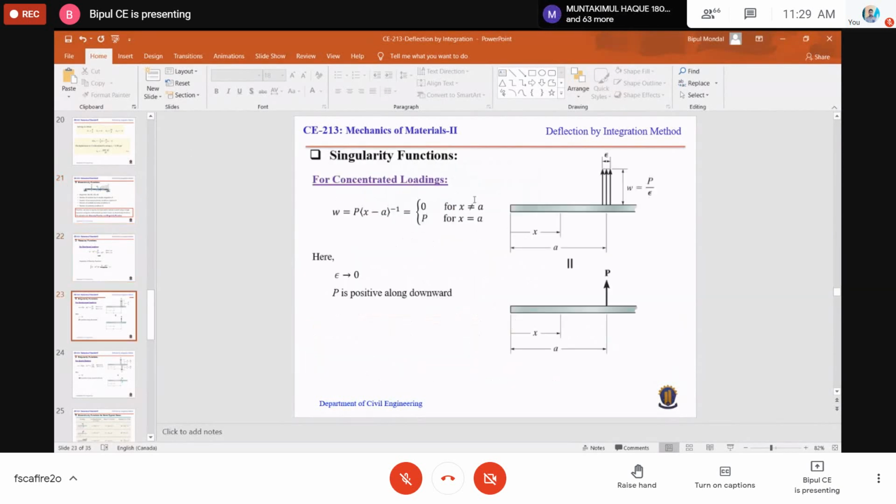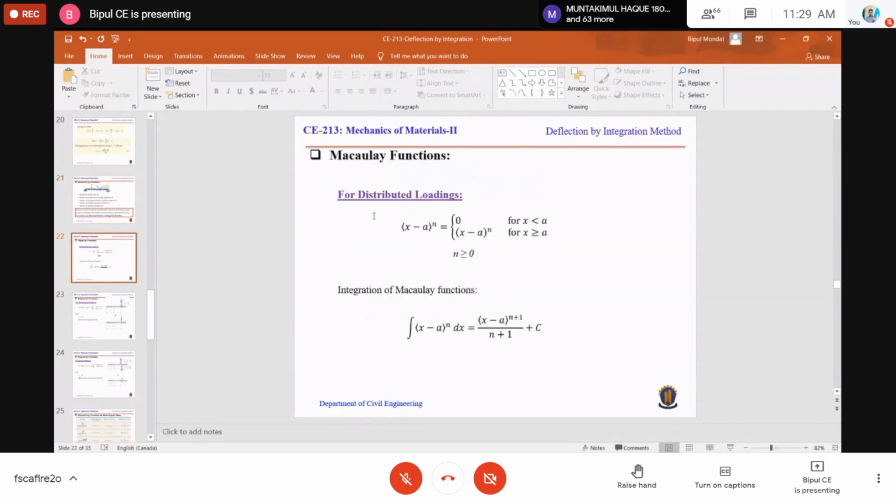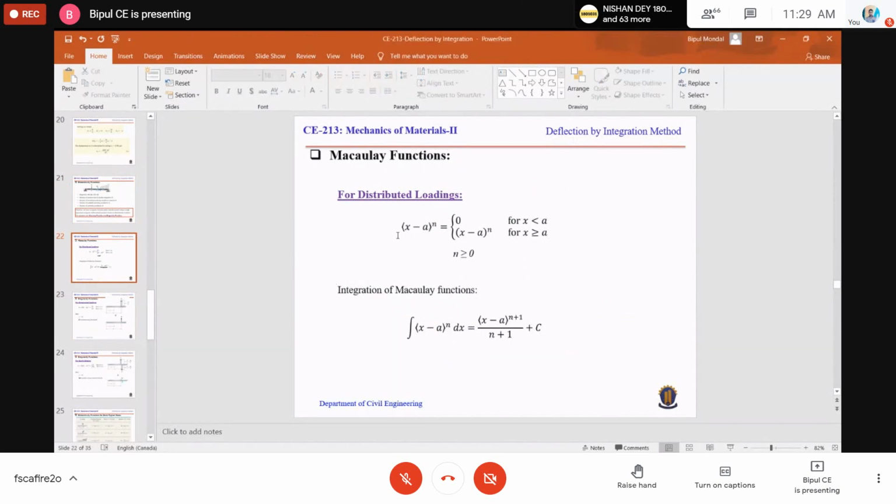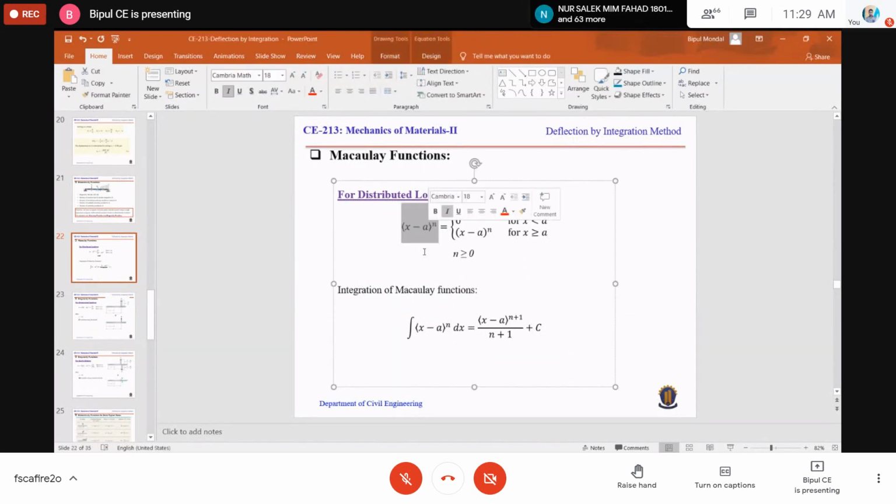Okay, and this one is the distributed load. That means we have expressed the distributed load along the whole length. This equation indicates the distributed load along the full length of the beam. Is it clear? See if you can understand this.